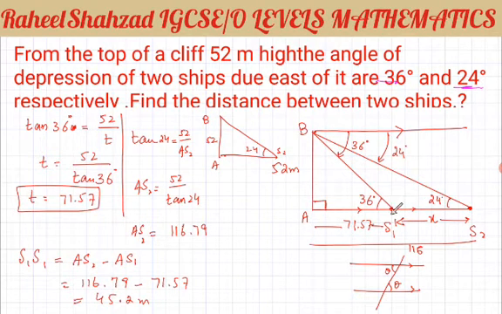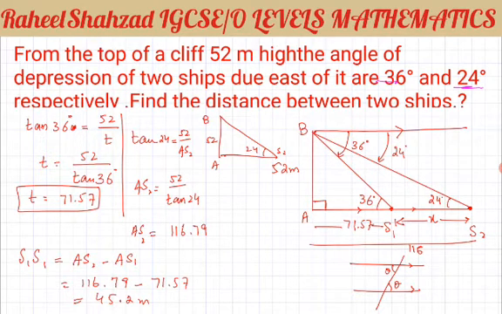Let's draw a triangle like this. This is the height, this is the cliff, this is ship 1 and ship 2. We know that the angle of depression is always measured from the point of observation with the level. Suppose this is level ground, this is the level, and that is going to be the 36-degree angle of depression, and the angle of depression of the second ship is 24. If we have alternate angles like this, where parallel lines are cut by a transversal, these two angles are the same. So if this is 36, this is also 36, and if this is 24, this is also 24.